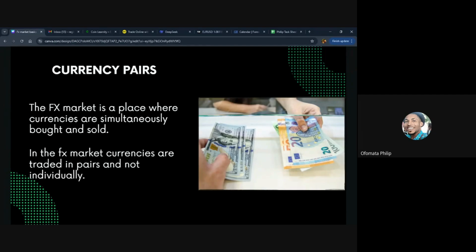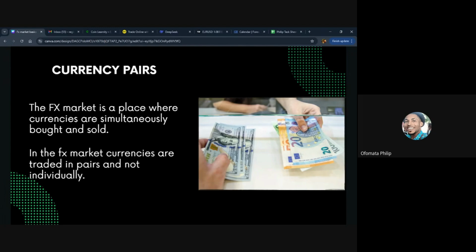Now, the amazing thing about this is that you are not buying physical cash. You're not buying anything physical. What you're actually trading in the foreign exchange market is what we call a contract for difference. And what is this contract for difference? A contract for difference is like a contract you hold for the share you are trying to buy or sell.